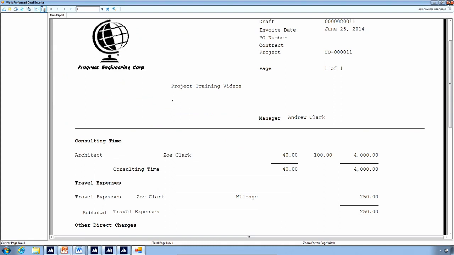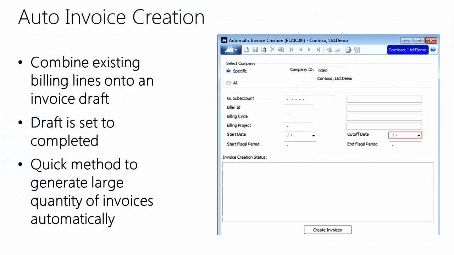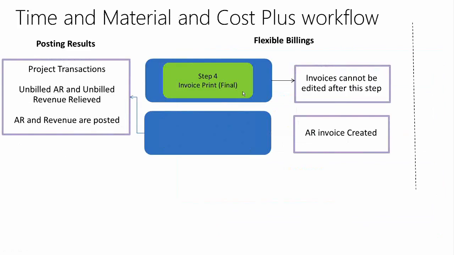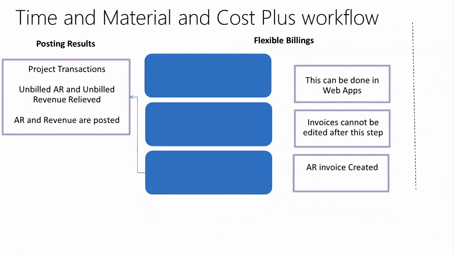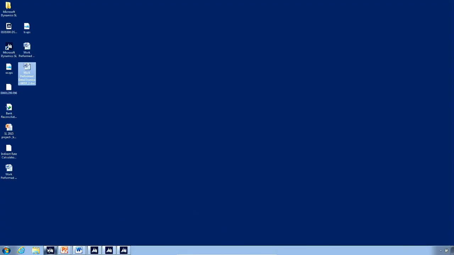So once I'm comfortable with my invoices, maybe I realize I can't bill all 40 of those hours. So then the next step could be, well, I could edit that invoice, and that's step 4. So going back to my list of items, we've already run billing transaction load, we've run auto invoice creation, we've run the invoice in preliminary. Now I'm going to review the draft and review edit.